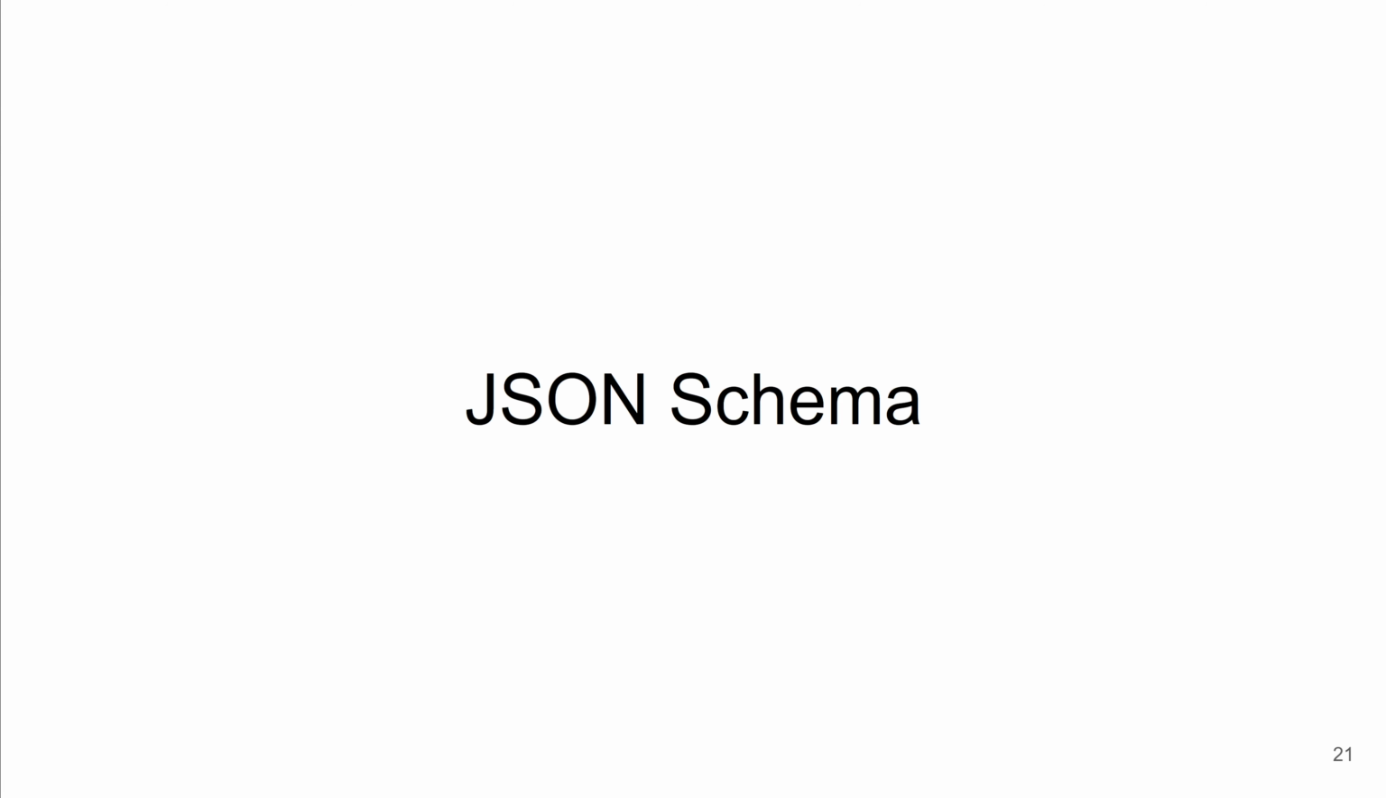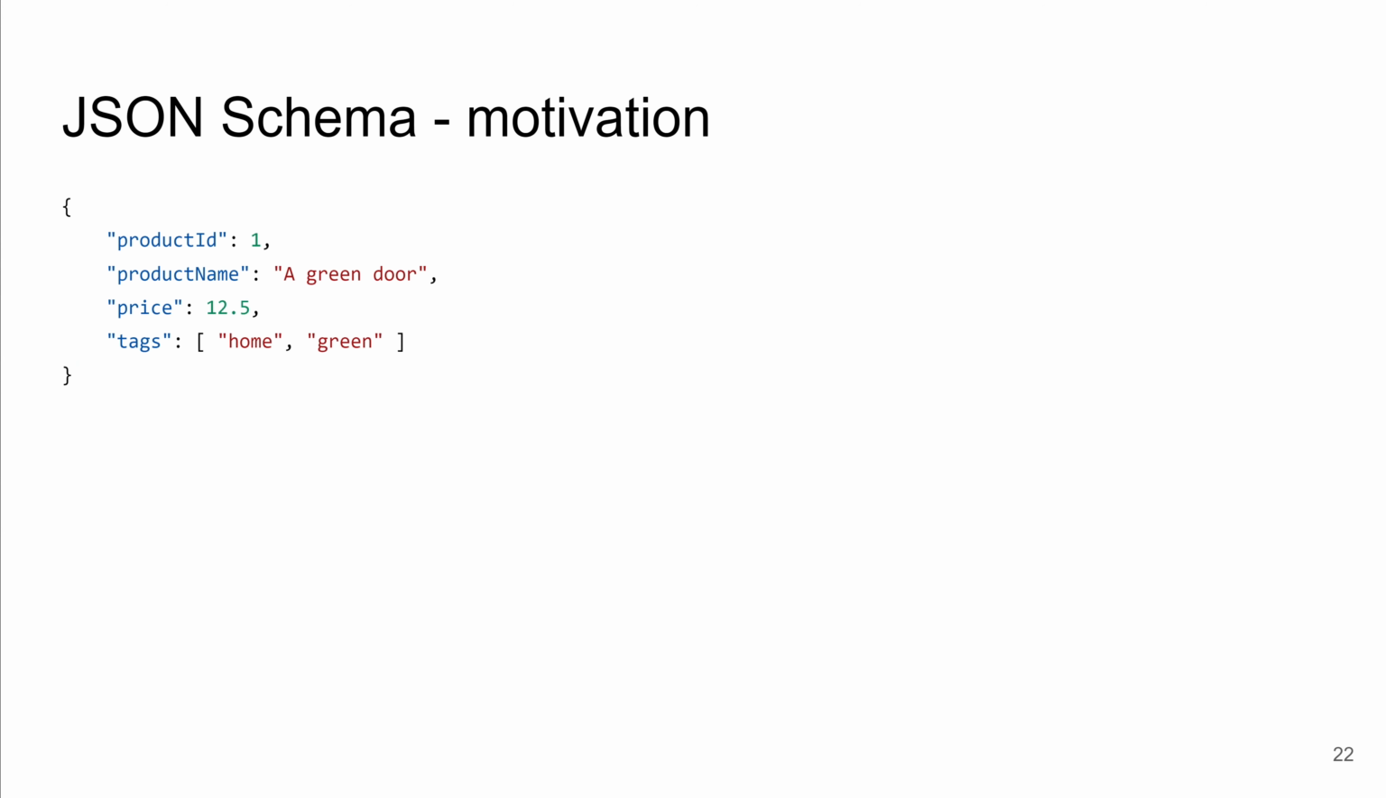As with XML, there was the XML schema language for describing schemas of actual XML documents. With JSON, there is also a schema language, JSON schema. And the question may be, why do we need a schema for JSON? And the motivation is again the same as always when we talk about schema language for a certain data format.